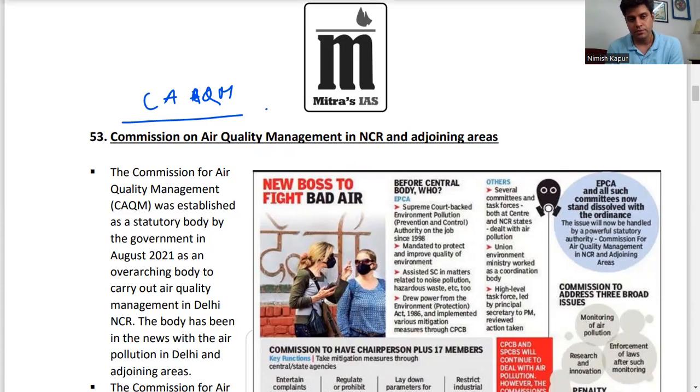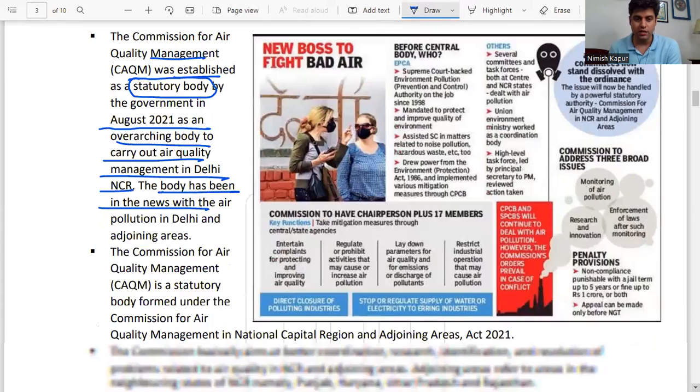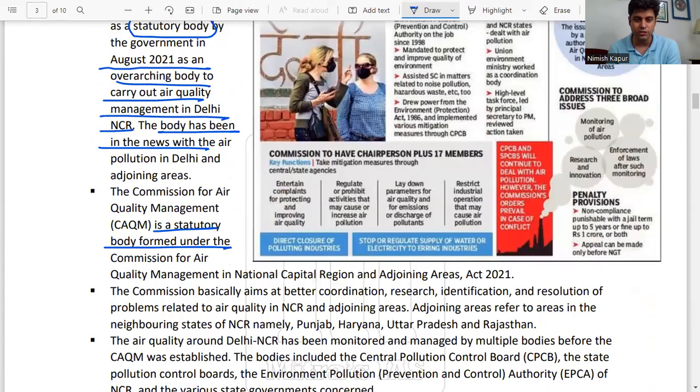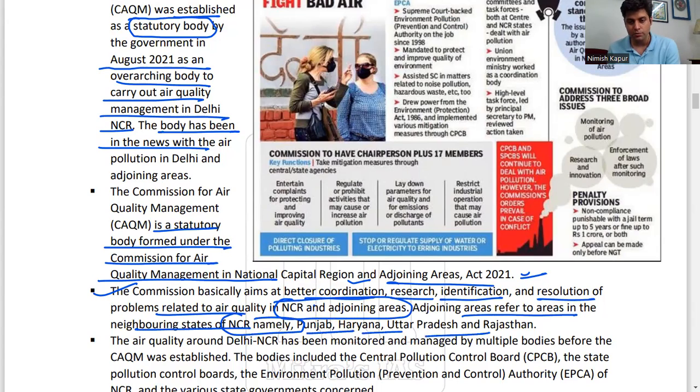What is this organization? The Commission for Air Quality Management was established as a statutory body by government in August 2021 as an overarching body to carry out air quality management in Delhi NCR. So it's an overarching body. The body has been in the news with the air pollution. The Commission for Air Quality Management is a statutory body formed under the Commission for Air Quality Management in NCR and Adjoining Areas Act. So it is a statutory body created by an Act of the Parliament. The Commission basically aims at better coordination, research, identification and resolution of problems related to air quality in NCR and adjoining areas. Adjoining areas refers to areas in the neighboring states of NCR, namely Punjab, Haryana, Uttar Pradesh and Rajasthan.